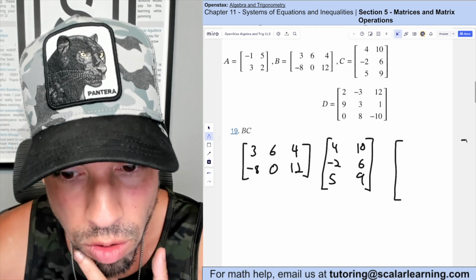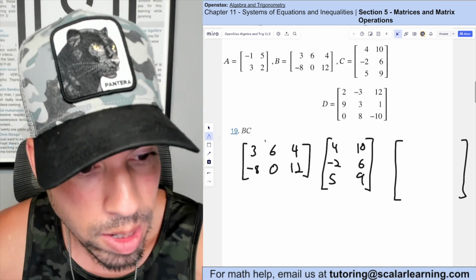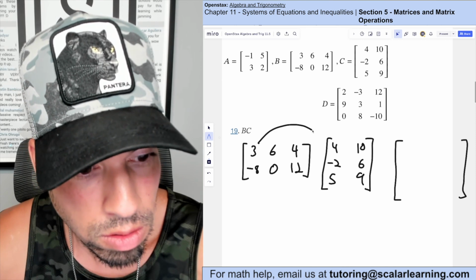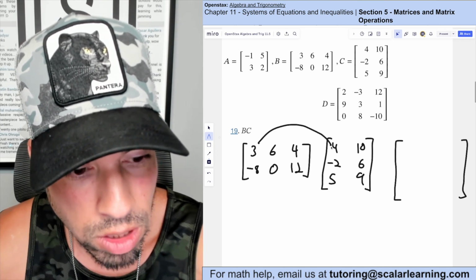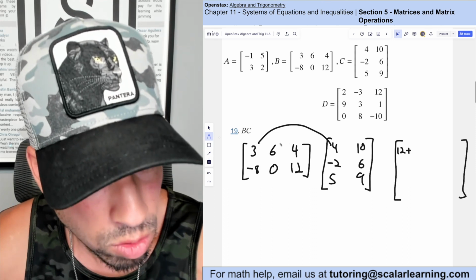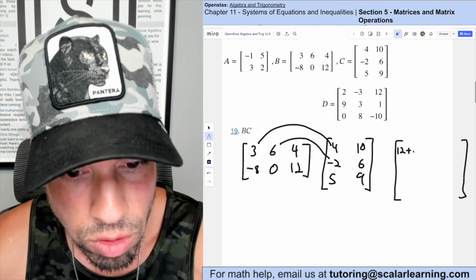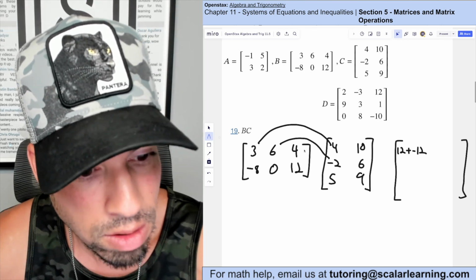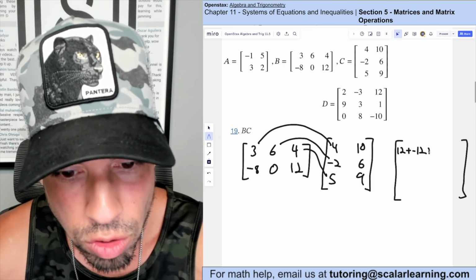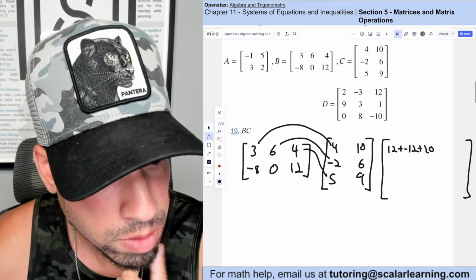Okay, so we're going to make a big one here so we have room to write. Now, this is how we get the values, right? We do the first here in that row times the first here in that column. 3 times 4 is 12 plus. And then we go to the right to 6 and simultaneously go down to negative 2. That's negative 12. And then 4 times 5, which is 20, okay? And that's just going to be one spot. Okay, so we'll just move everything over just to make a little bit more room.